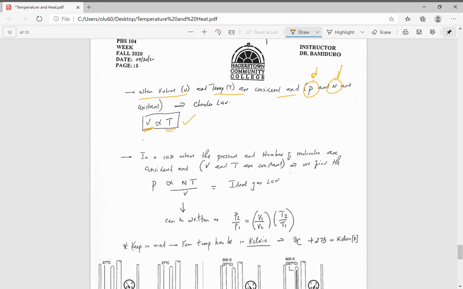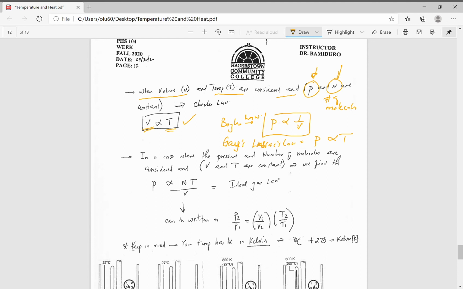Okay, the number of the molecules. Your N is your number of molecules. So Boyle's law typically addresses that the pressure is inversely proportional to the volume. Okay, and we have Gay-Lussac's law. He typically says that the pressure is directly proportional to the temperature.